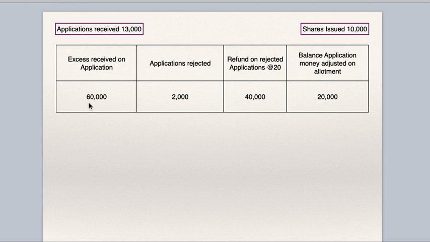Excess received on application is 60,000. 2,000 applications are rejected. So 2,000 into 20, 40,000 they have refunded back. So out of 60,000, 40,000 is refunded back, and 60,000 minus 40,000, 20,000 remaining balance which is received in excess with application is to be adjusted with allotment.